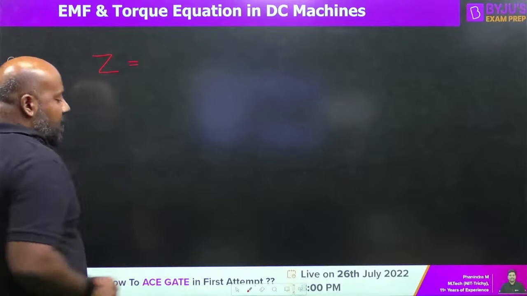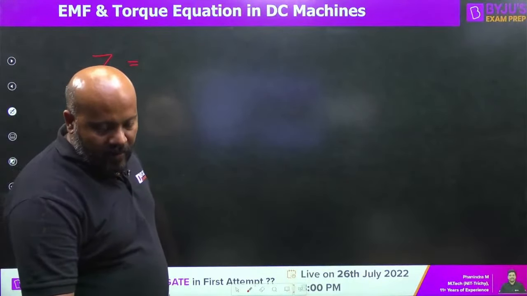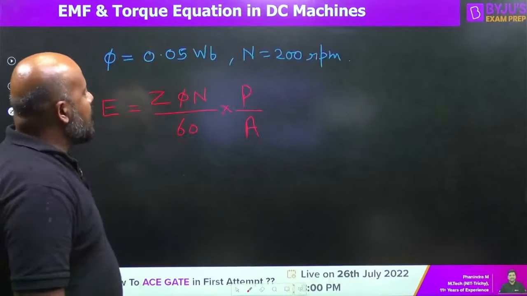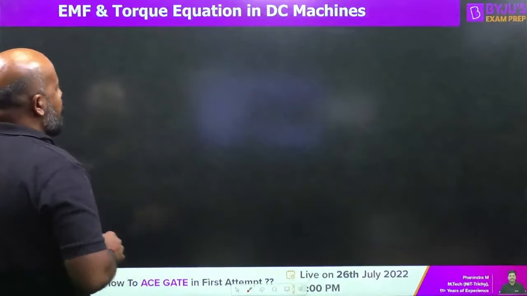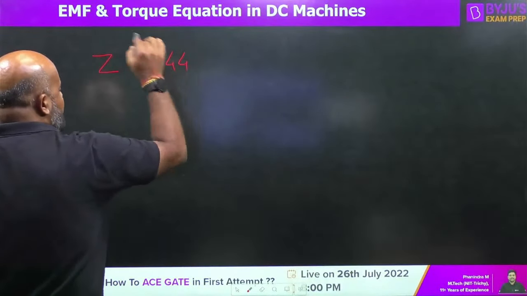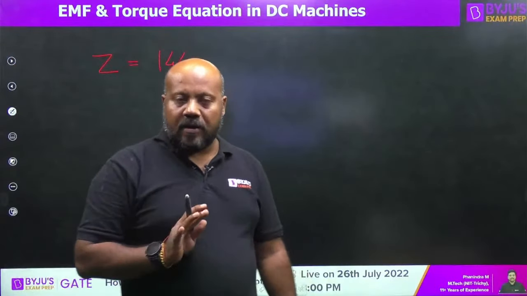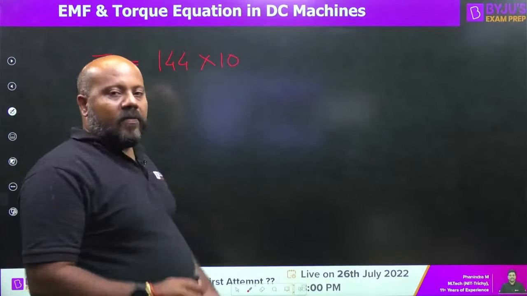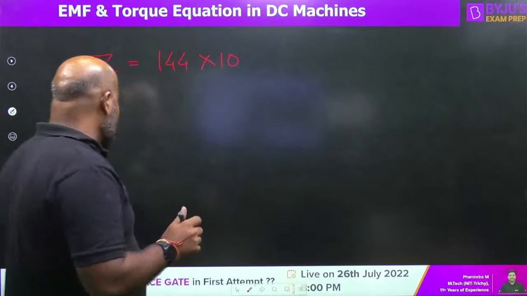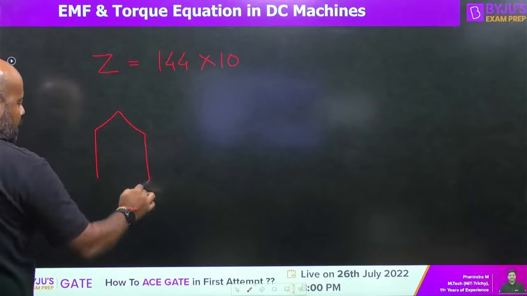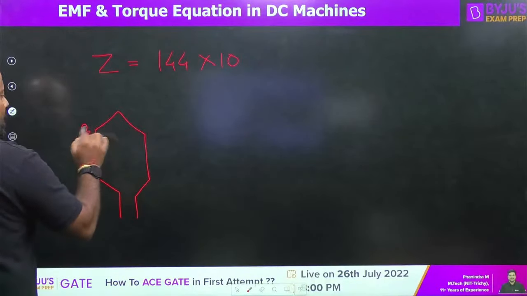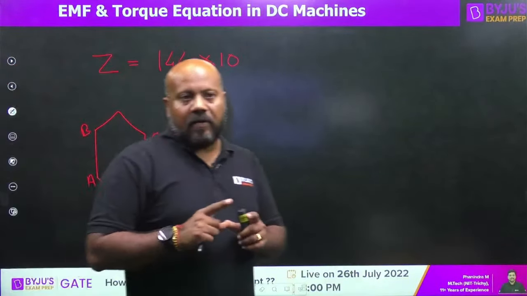What is the total number of coils? Let me just check the question once. Yes. Number of coils is 144. In every coil, how many turns are there? 10 turns. So, what is the total number of turns? 144 coils multiplied by 10 turns. For 1 turn, how many conductors are required? If you want to have 1 turn, turn means one closed path, something like this. This is AB and this is CD. It means 2 conductors will give you 1 turn.